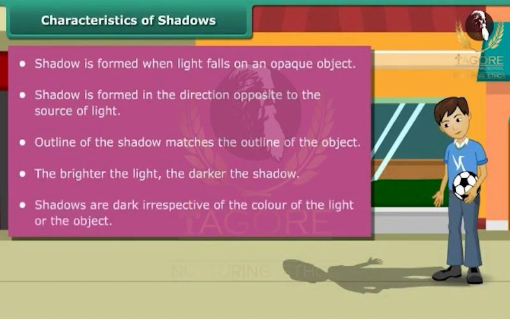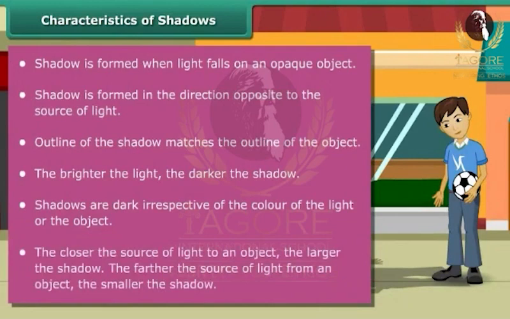Shadows are dark irrespective of the color of the light or the object. The closer the source of light to an object, the larger the shadow. The farther the source of light from an object, the smaller the shadow.